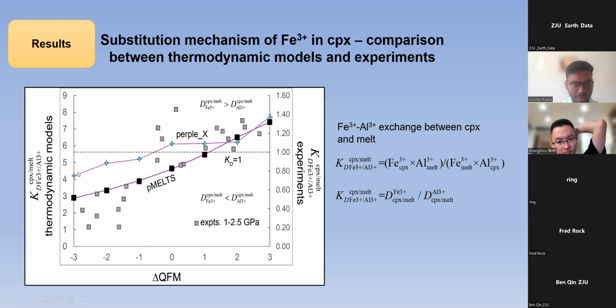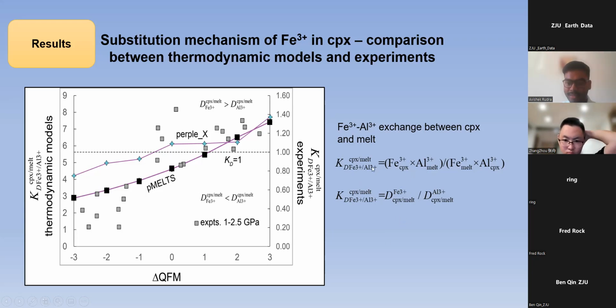The thermodynamic models predict that ferric iron is always much more compatible than aluminum in CPX. So irrespective of the fO2, the ratio is always greater than 1. But what we found is that that's not true. At low oxygen fugacity, aluminum is more compatible in CPX, so the ratio is less than 1. But as we go above delta QFM 0, the ratio becomes greater than 1. So at higher oxygen fugacities, ferric iron becomes more compatible in CPX than aluminum.